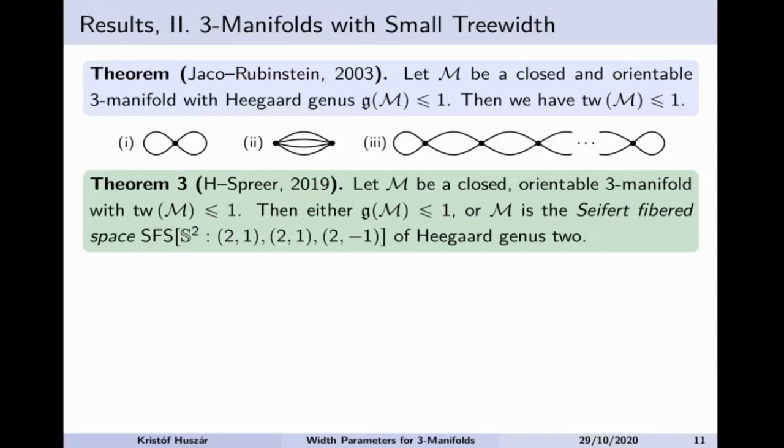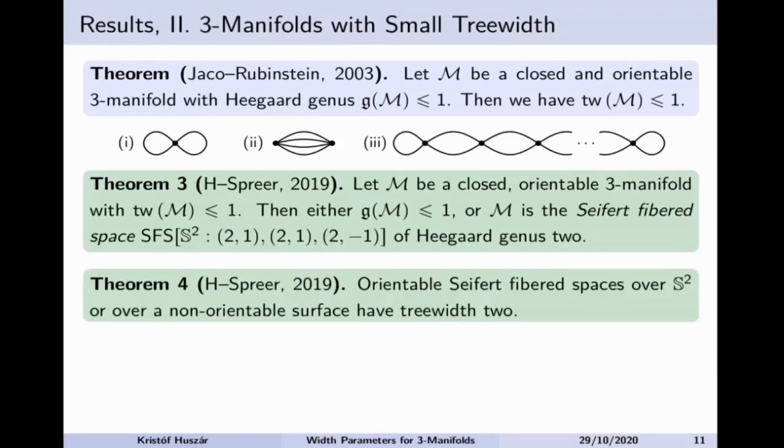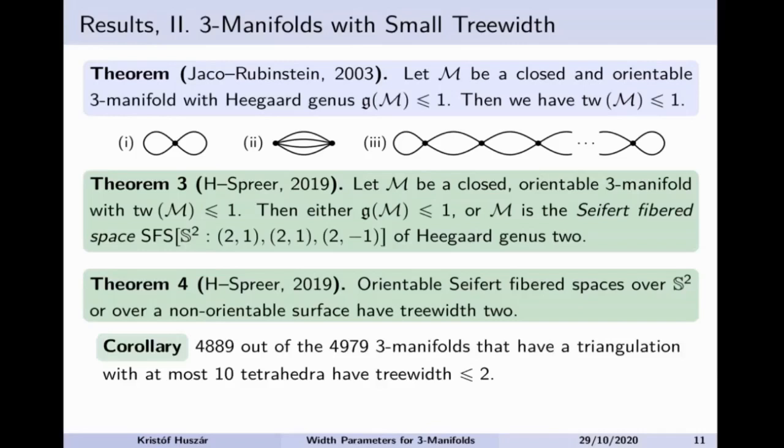All right, so based on this theorem, we could also deduce some further corollaries, further results, namely, we could show that for quite a large class of three manifolds, namely orientable Seifert fibered spaces over the sphere or a non-orientable surface, we can also exhibit treewidth 2 triangulations. And since they do not belong to the previous class, namely they typically have Heegaard genus higher than 1, that means that their treewidth is actually equal to 2. And somehow this was sufficient to show that most of those three manifolds that have a triangulation with at most 10 tetrahedra have treewidth also at most 2.